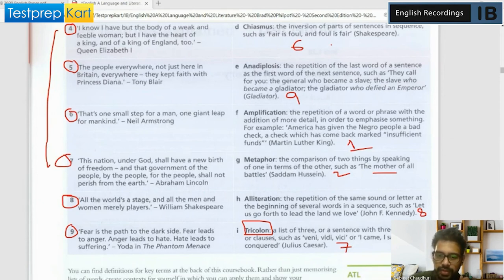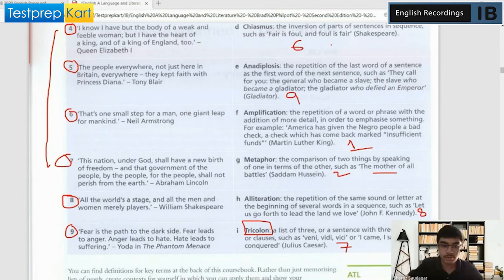Tricolon, give an example of a tricolon. Tricolon could be something like a saying. You can buy a man a fish for a day, or you can teach him how to fish and feed him for a lifetime.